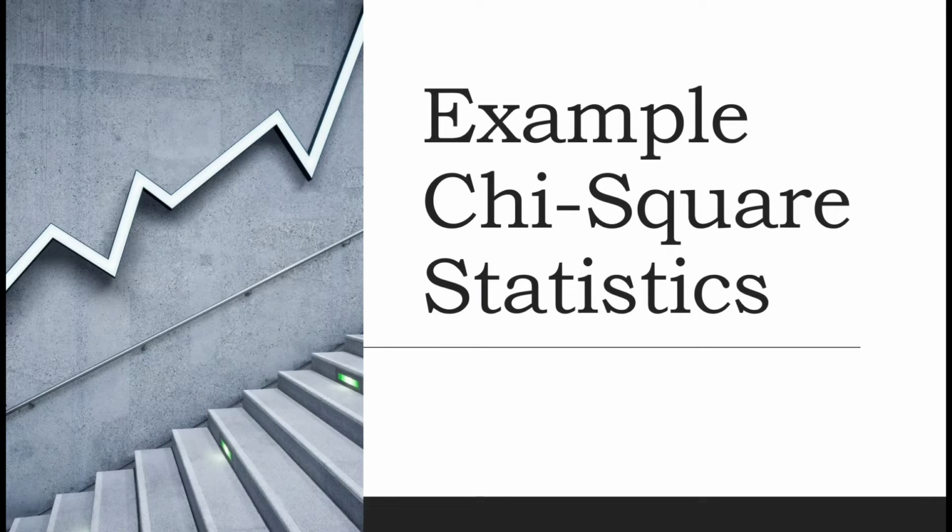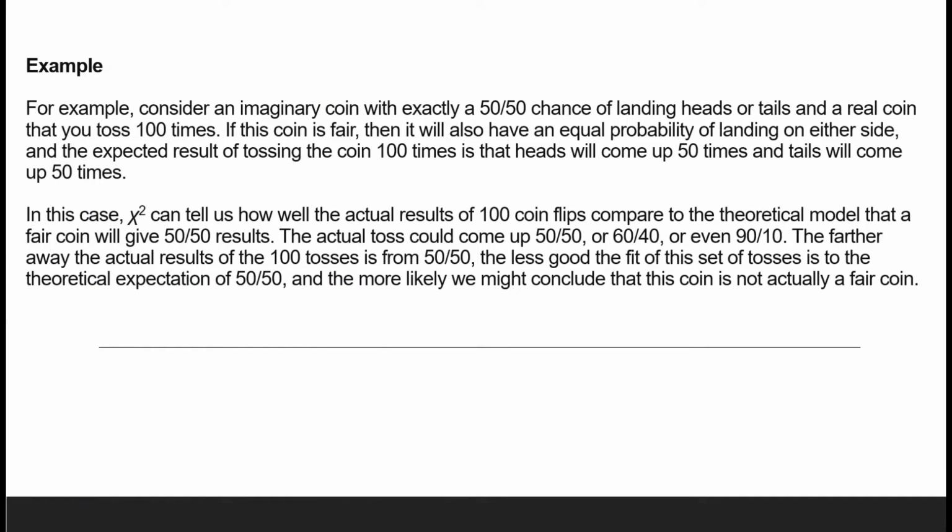Now, I will discuss the example of chi-square statistics. For example, consider an imaginary coin with exactly a 50-50 chance of landing heads or tails and a real coin that you toss 100 times. If this coin is fair, then it will also have an equal probability of landing on either side, and the expected result of tossing the coin 100 times is that heads will come up 50 times and tails will come up 50 times.